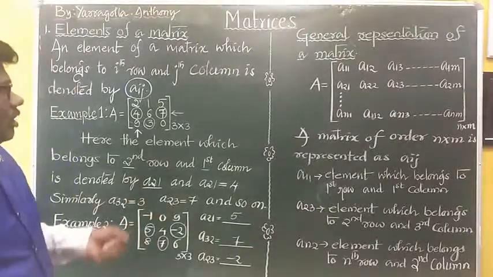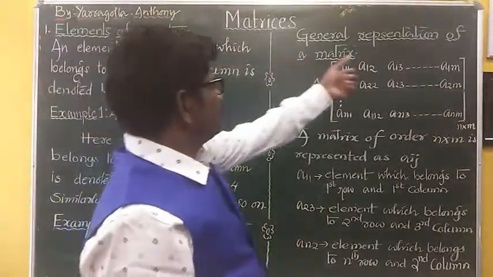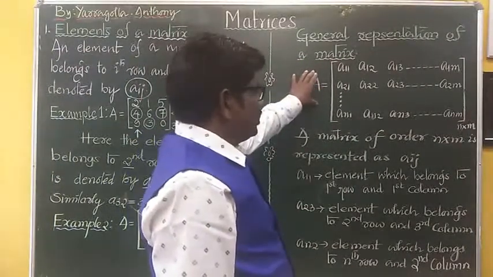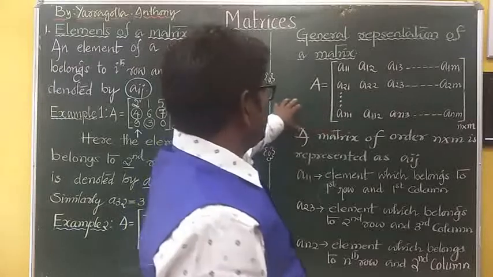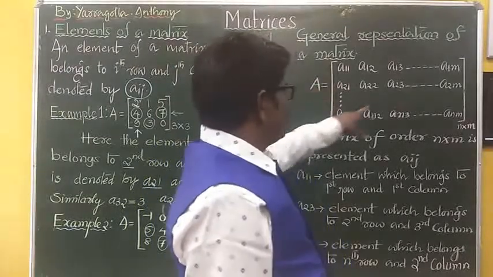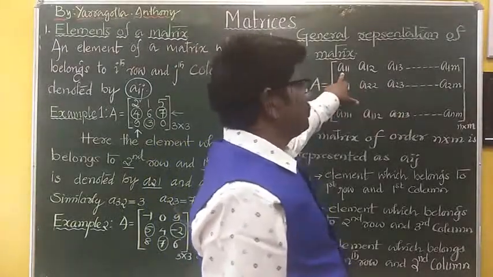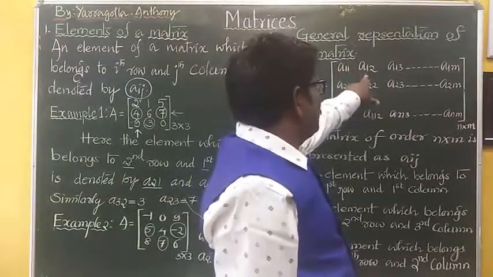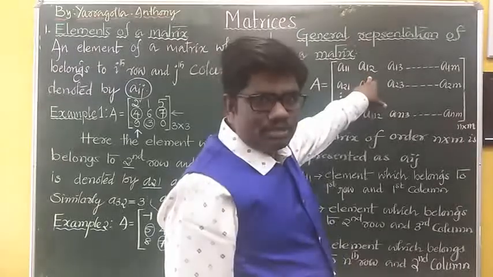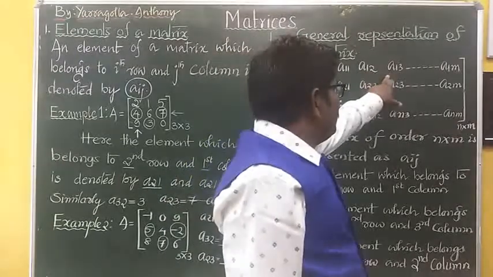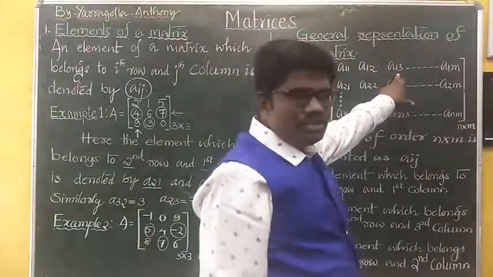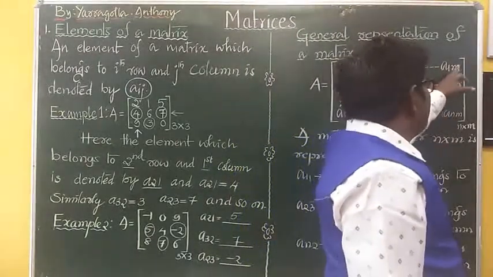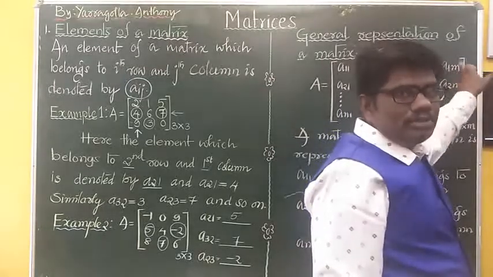Anyway, now let me come to the general representation of a matrix. Whenever you want to write a matrix in a general way, we write like this. Within a square bracket, A11, an element which belongs to the first row, first column. A12, the element which belongs to the first row, second column. A13, the element which belongs to the first row, third column, and so on up to A1m. That means this is the mth column.